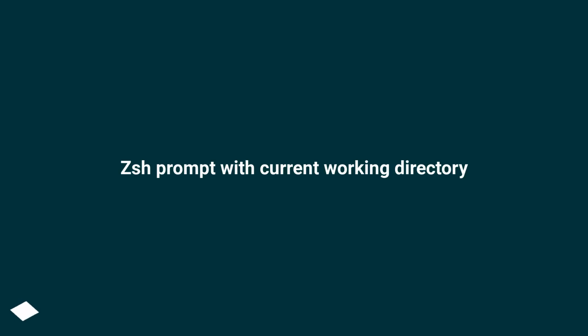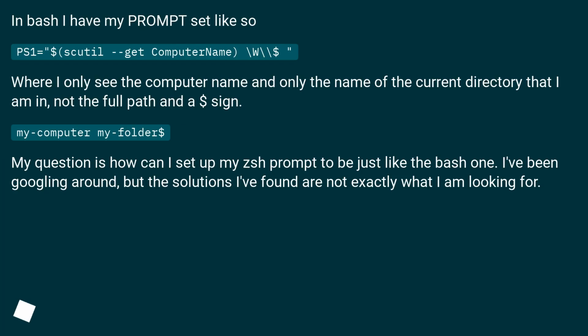ZSH prompt with current working directory. In bash I have my prompt set like so: PS1 equals $(scutil --get ComputerName)\w\$. Where I only see the computer name and only the name of the current directory that I am in, not the full path, and a dollar sign. My computer, my folder, dollar.